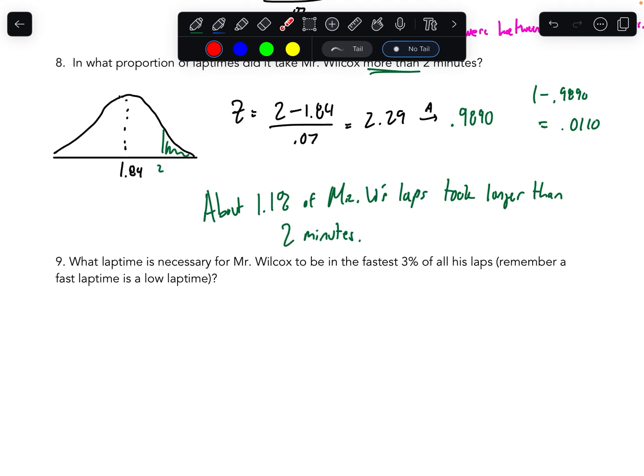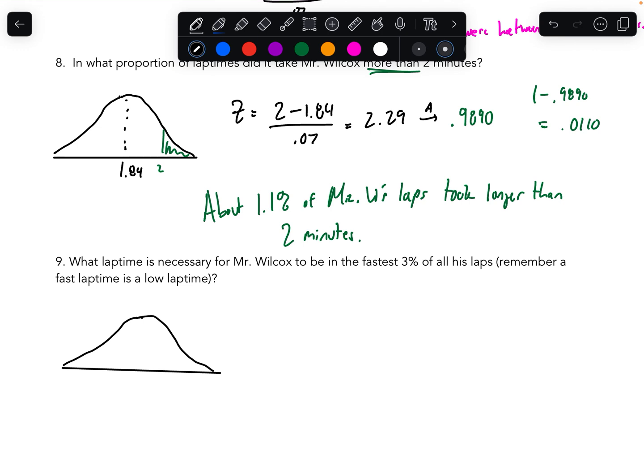All right, last one of these. It says what lap time is necessary to be in as fast as 3%, and a fast lap time is a low lap time. So it's reminding us that to be in a fast lap time, we want to be down here. And that's giving us the percentile. So we're trying to find the value that would give us that percentile, the percentile being 0.03, or 3%.